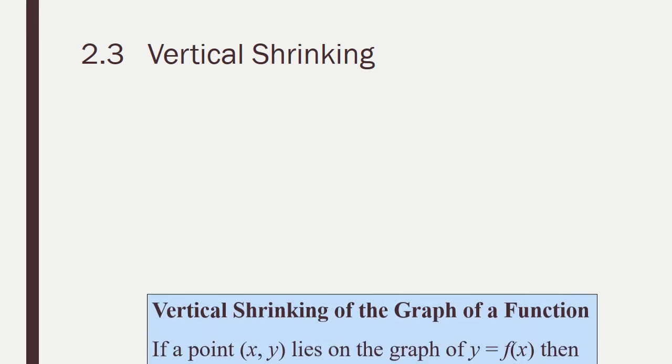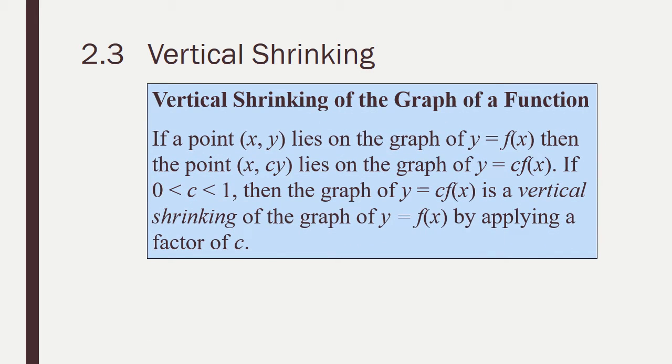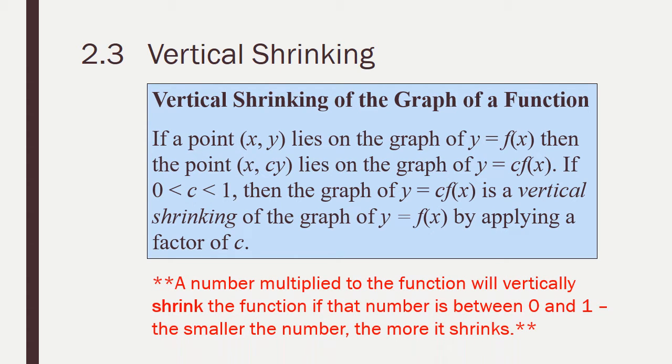Next we have vertical shrinking. And again, here's the way we explain it mathematically, but in plain English, what this says is that a number multiplied to the function will vertically shrink the function if that number is between 0 and 1. And the smaller the number is, the closer to 0, the more you're going to see that graph shrink.